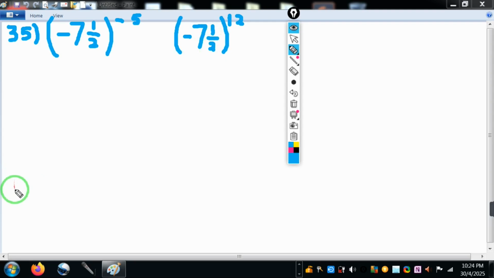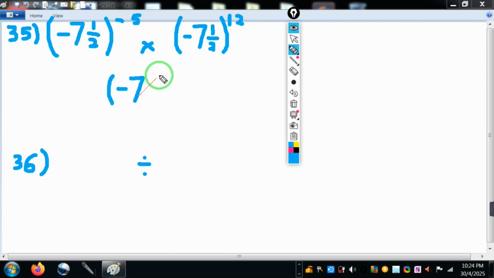And then we are also gonna do the number 36, which will be the division one. This will be the multiplication one, and the 36 will be the division one. Same thing here, same thing there. It will be minus 5, it will be 12. So we do the multiplication. So the minus 7.5 will be here. I'll only do one line, I won't simplify. You go simplify.